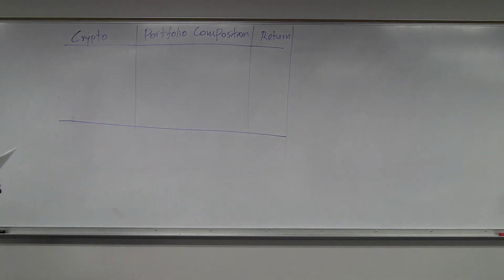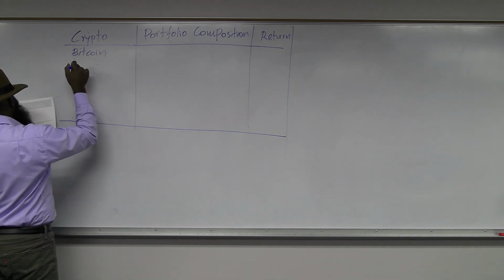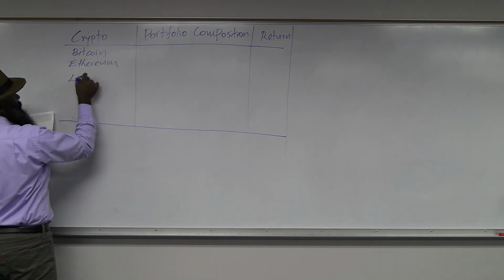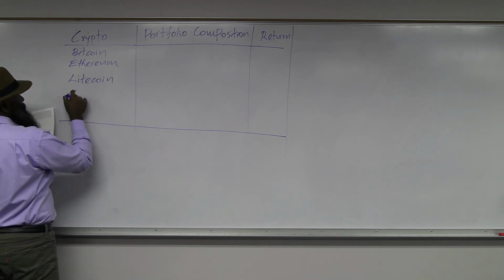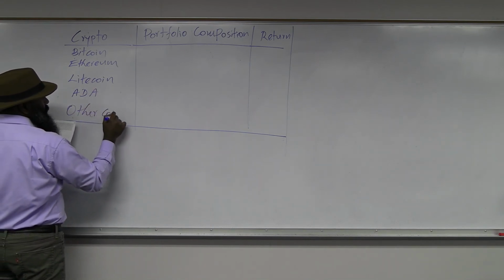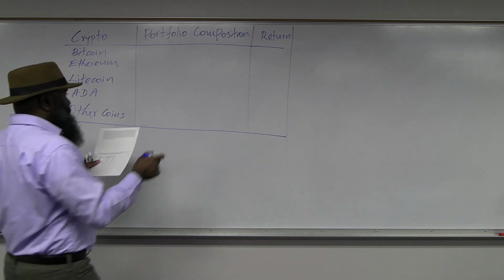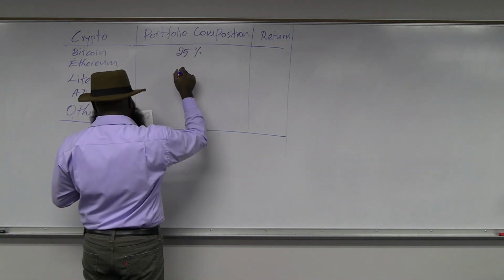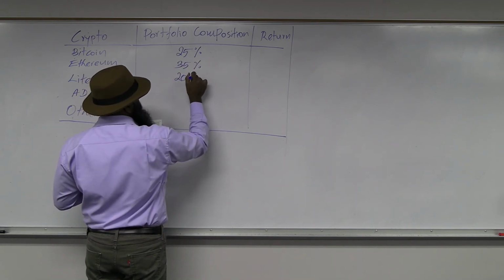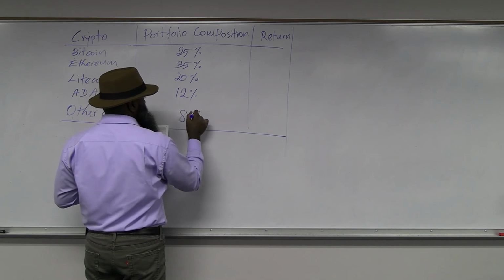So he has invested in 5 types of crypto: Bitcoin, Ethereum, Litecoin, ADA, and other coins. Of course, more than 5 types, but the 5th category is just other coins. And portfolio compositions are given: 25% for Bitcoin, 35% for Ethereum, 20% for Litecoin, 12% for ADA, and all other types just 8%.